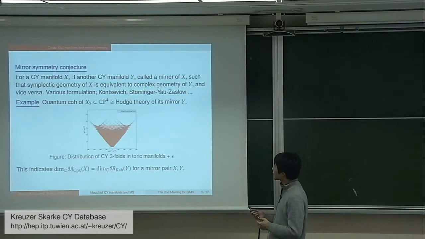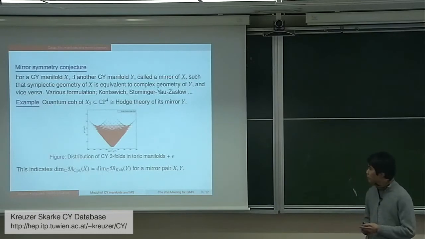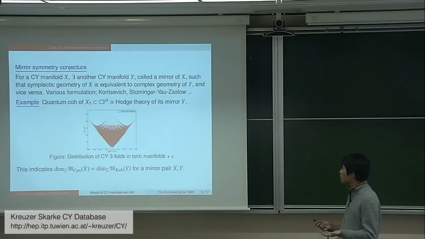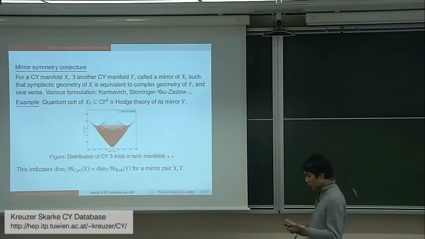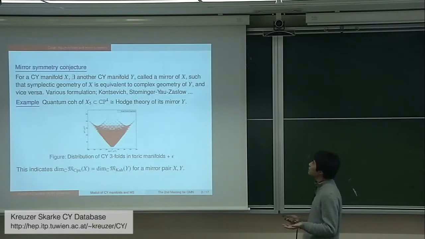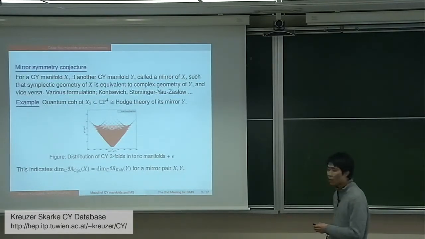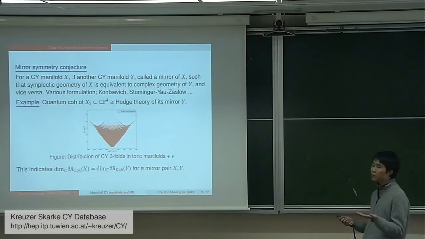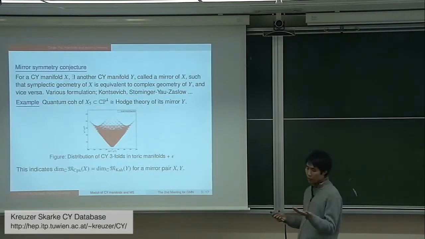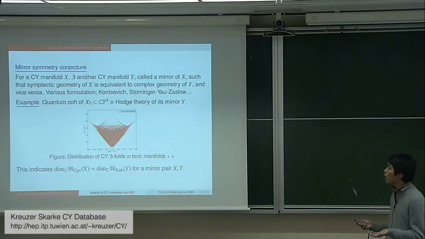And of course, you have to make sense of this equivalence. And there are many formulations. For example, Kontsevich's homological mirror symmetry, Strominger-Yau-Zaslow's dual integrable system formulation, and many others depending on the situation. And one concrete example first studied by physicists is the quintic threefold. It roughly claims that the quantum cohomology of the quintic hypersurface in CP^4 is equivalent to, or contains almost the same information as, the Hodge theory or period integral of a mirror manifold Y.